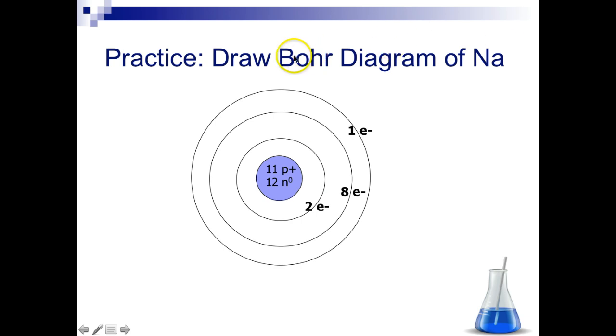What about for sodium? Sodium is going to have 11 protons in the middle, 12 neutrons in the middle, and then it's going to have 2 electrons in the first ring, 8 electrons in the second ring, and 1 electron in the third ring.